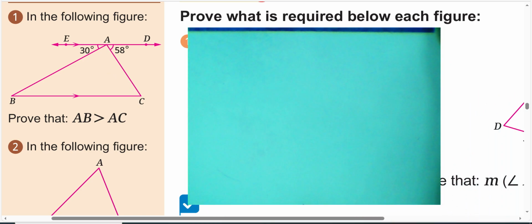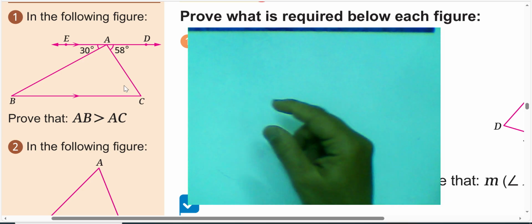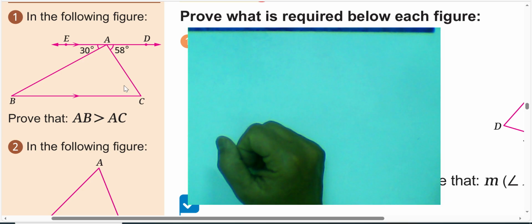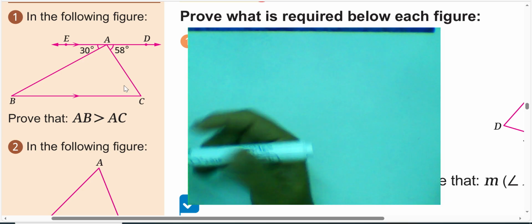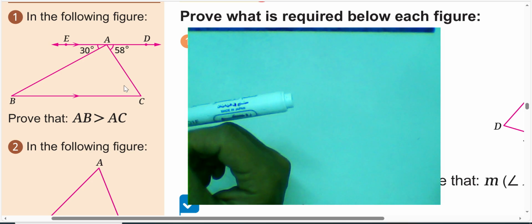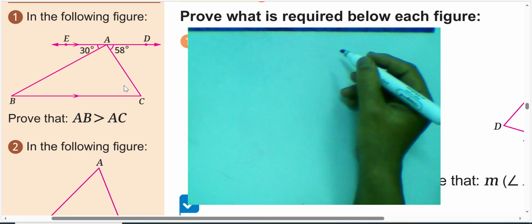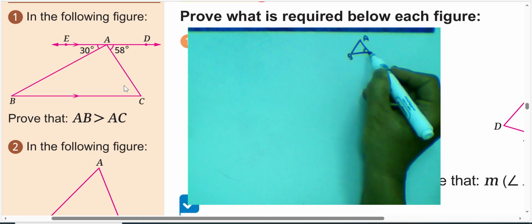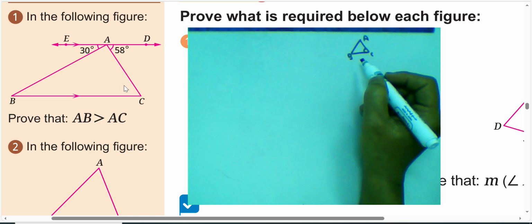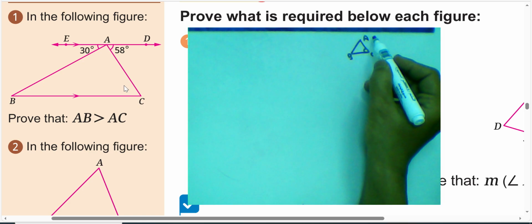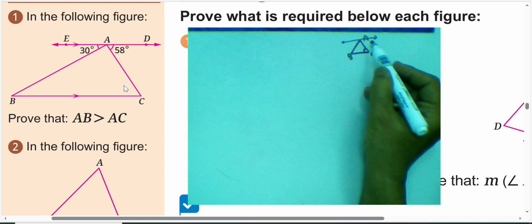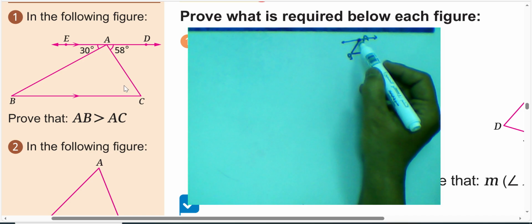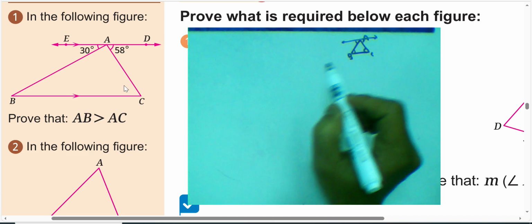Look, you can see here it will be 58 degrees. We have alternating interior angles. Write the steps with me. You want to prove that AB is greater than AC. Then you must prove that the angle opposite AB, angle C, is greater than angle B. You must prove that. So you must first prove that angle A equals angle C and angle A here equals angle B, alternating interior angles.